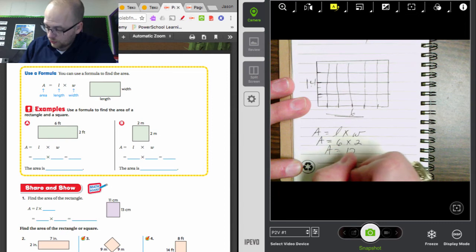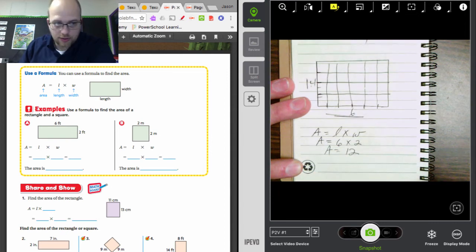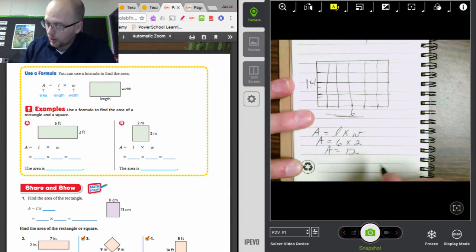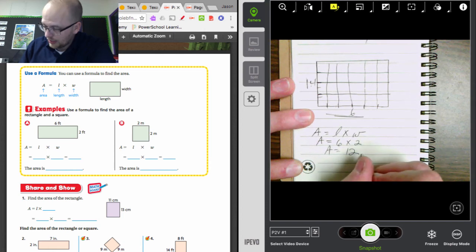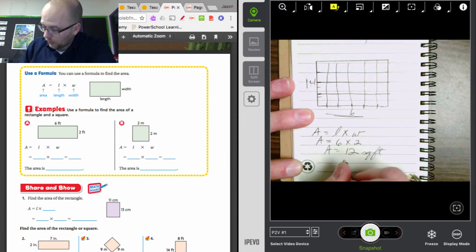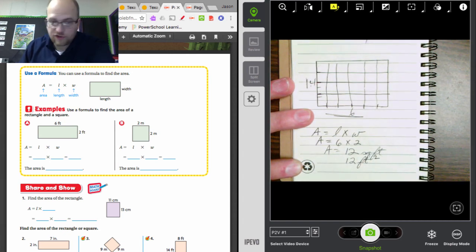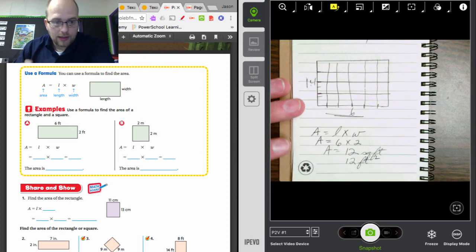A equals 12. What kind of units are these? Well, they're square feet. So I can either write it like this, square feet, or I can write it as 12 feet with a little 2 for squared up here. Area is always measured in square units. Perimeter is always just measured in units.